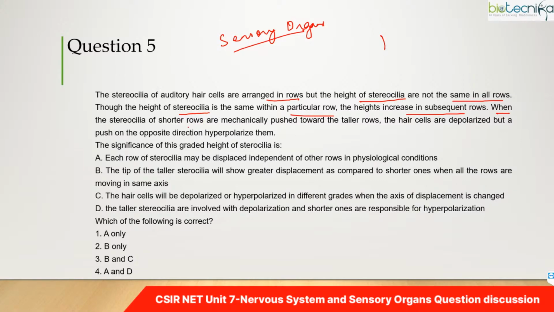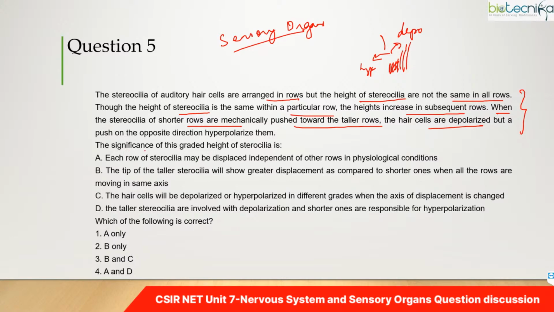So when the stereocilia of shorter rows are mechanically pushed toward the taller rows, so you have some short hairs and then the tall hairs like this, they are in this manner, the hair cells are depolarized. So when the shorter ones are pushed towards the taller ones, it gets depolarized. But when they are pushed away from the taller ones, they get hyperpolarized. So this direction will be depolarized and this direction is hyper. So already this information is given in the question.